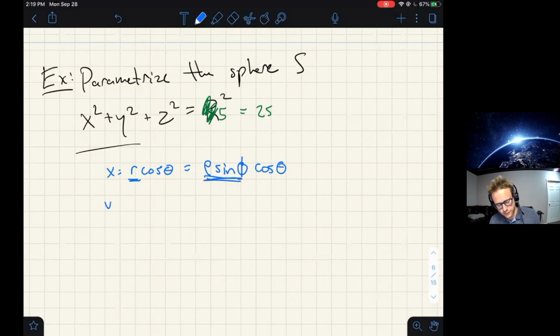And so likewise for y, I would probably first write down r sine theta. I can remember that, and I can remember that r is rho sine phi. And so this is going to be rho sine phi sine theta. And then finally, z is rho cosine phi.